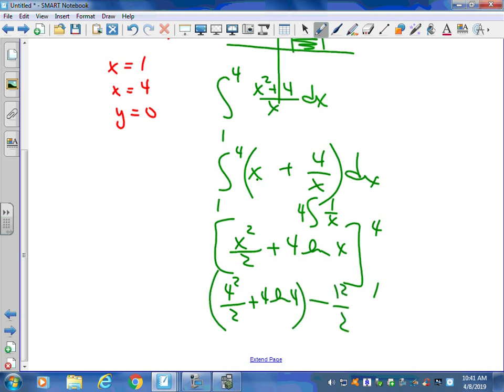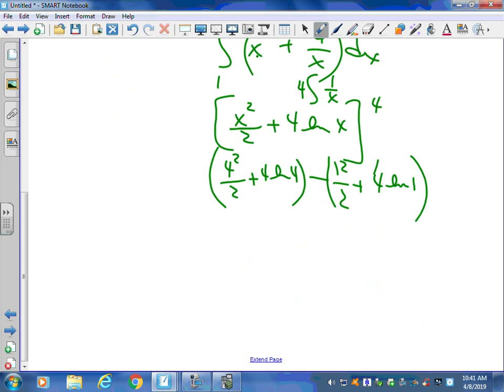So this time we're going to actually have to put it in, because that whole side doesn't come out 0, does it? So we've got 16 divided by 2 is 8, plus 4 ln of 4. And 1 divided by 2 is a half, so we're going to take a half off. And ln of 1 drops off.